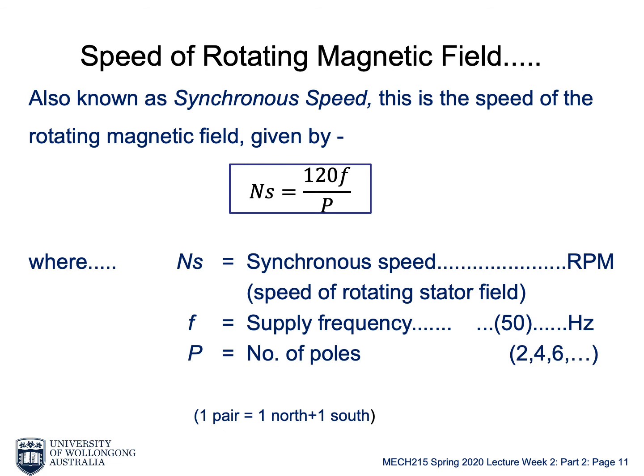The winding of this stator can make the north pole and south pole in groups. You can have only one north pole and one south pole, so you have two poles, or you can have 4 poles and also 6 poles and 8 poles.